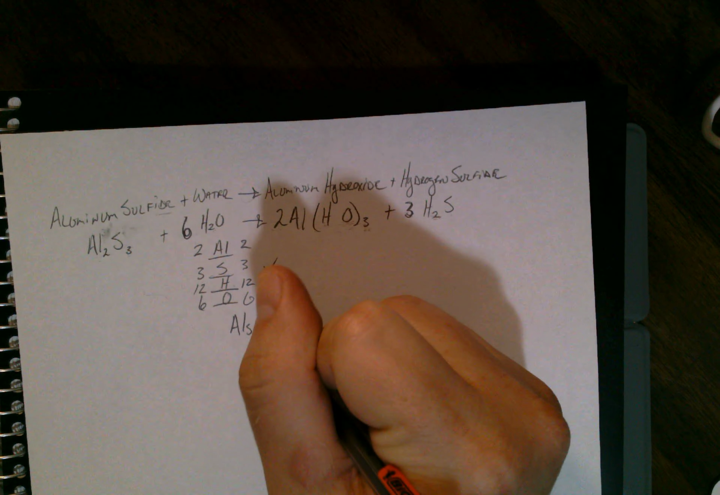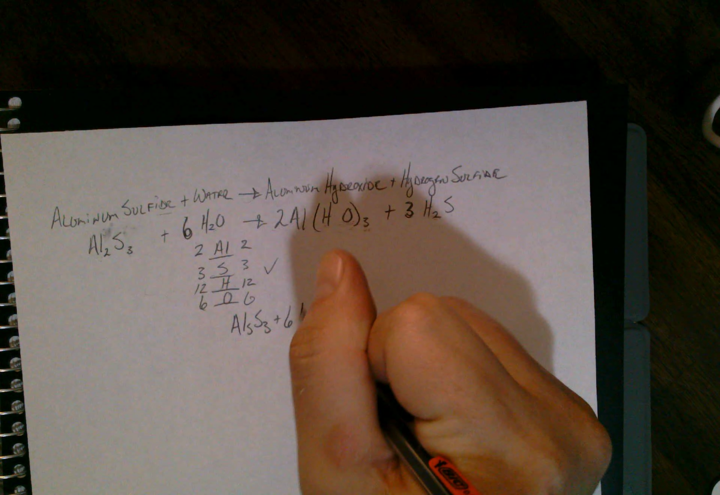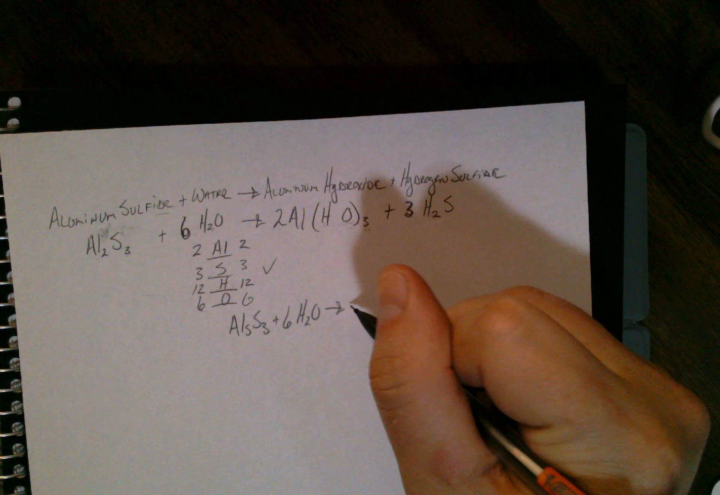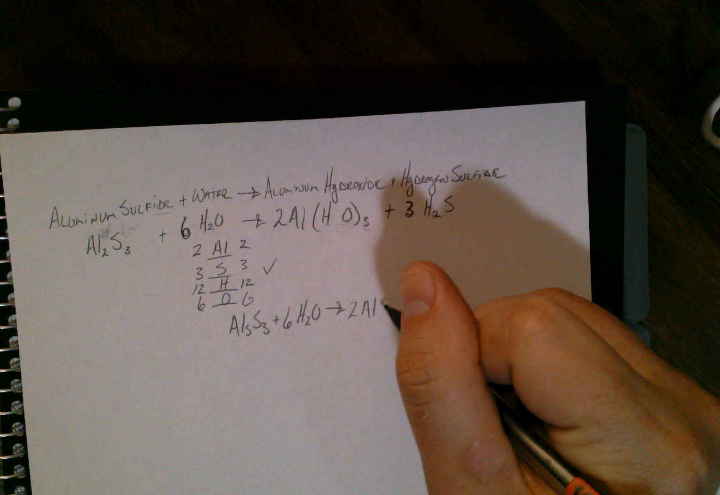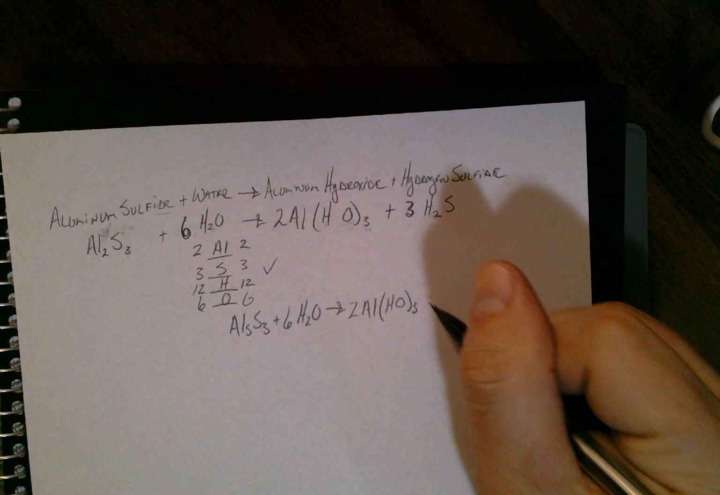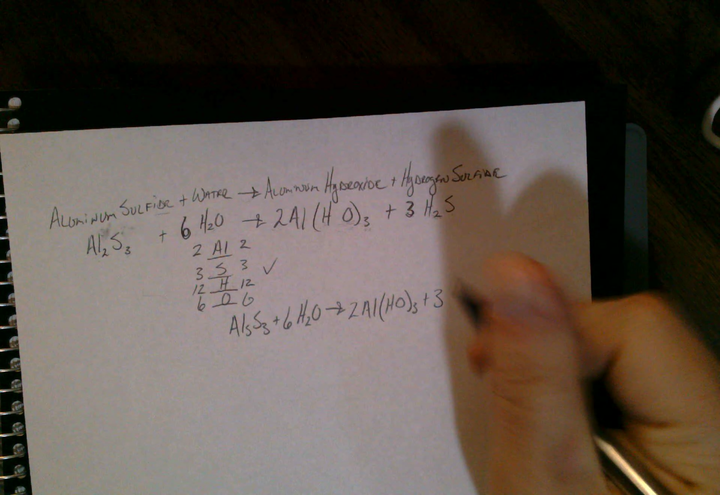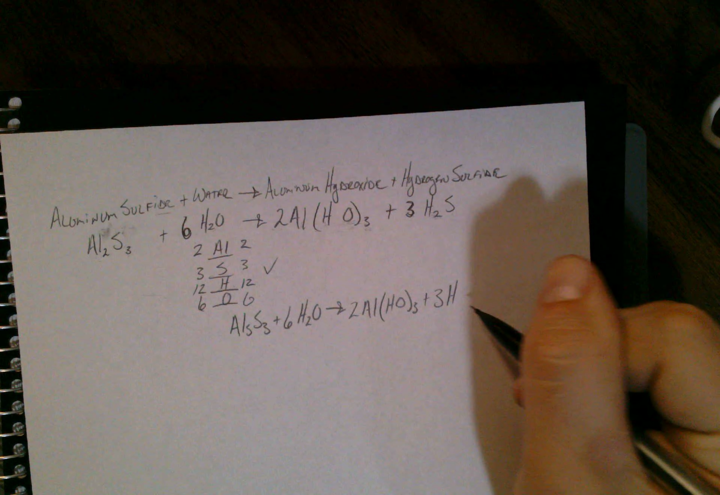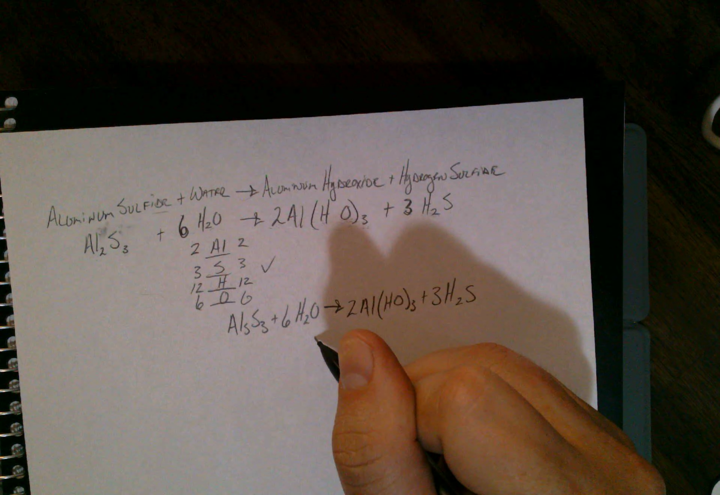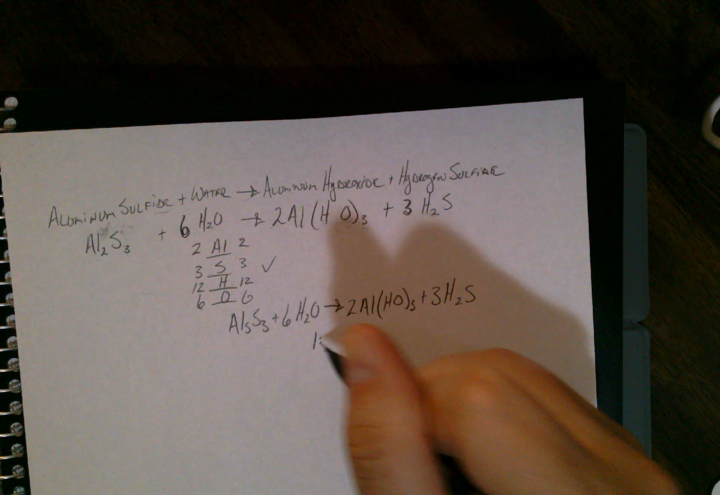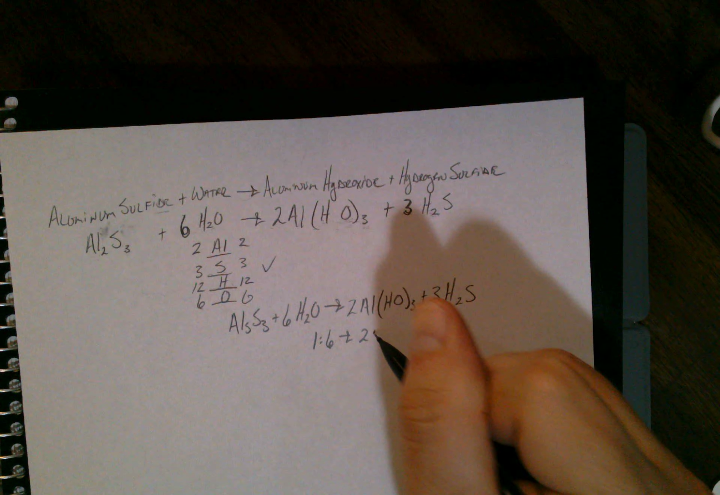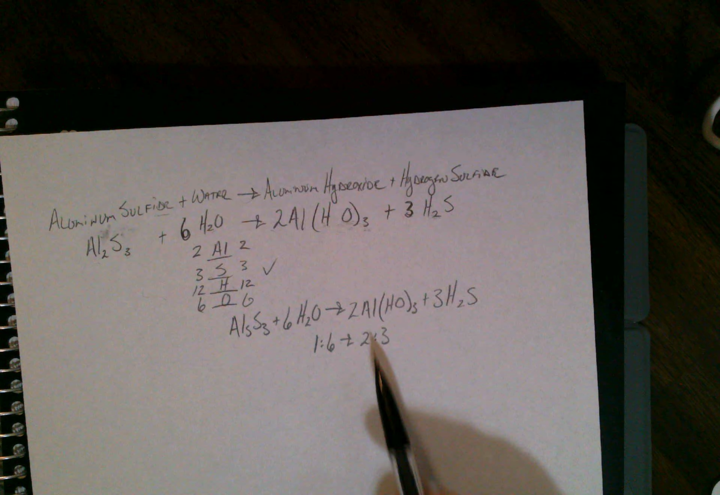1 aluminum sulfide plus 6 water molecules will react to become 2 aluminum hydroxides plus 3 hydrogen sulfides. So now with this, you want to realize that you've got a ratio here. That's 1 to 6 becomes 2 to 3. That's going to be important later.